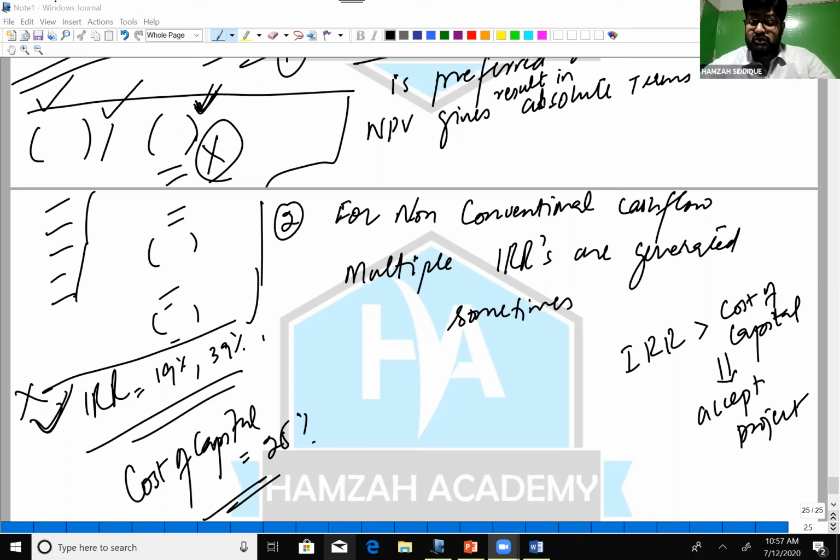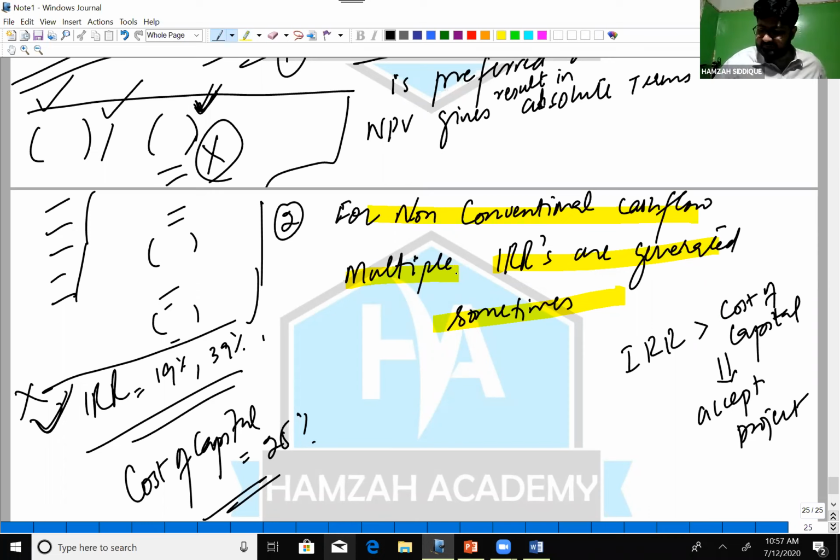Exactly, it is difficult to tell, because we cannot say if we consider 39% we should accept, if we consider 19% we should not accept. So this is the drawback. So unable to decide, IRR drawback.